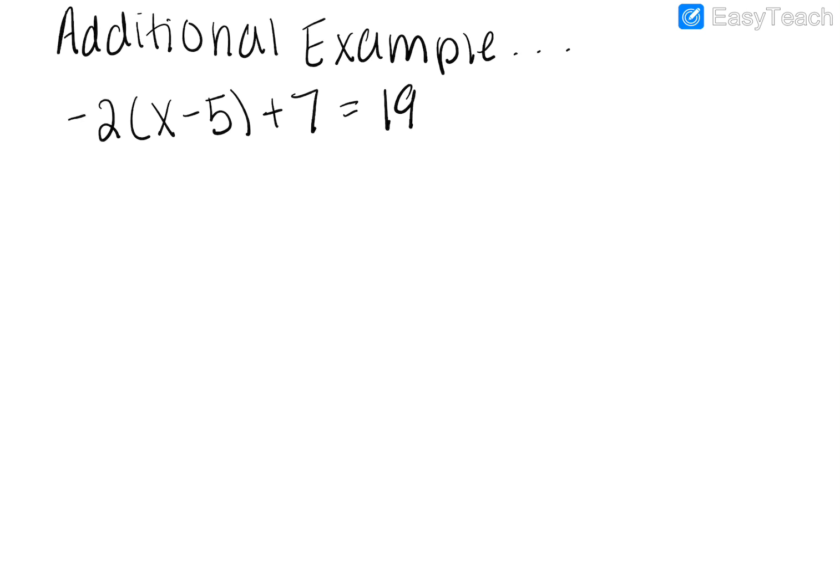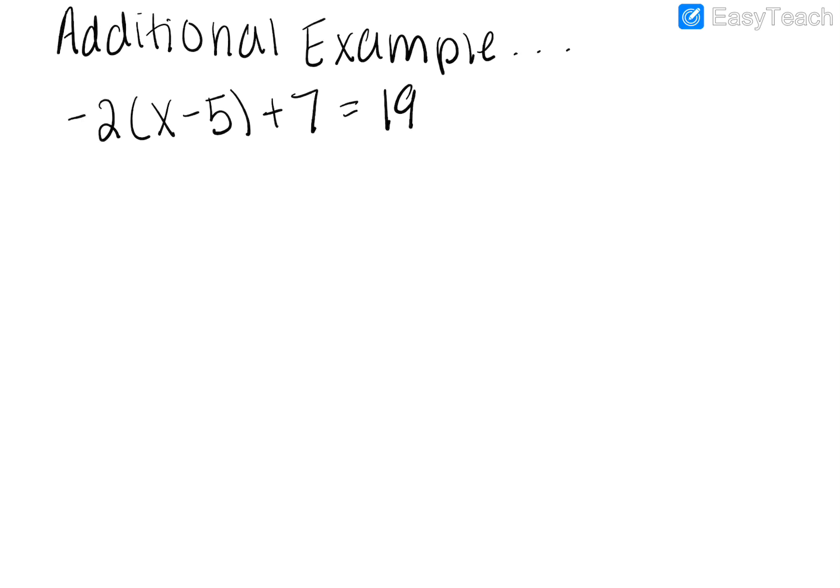Hello, so I just wanted to go through an additional example of using the distributive property, and we are going to combine in here solving for x when we are done. So I know that this might be a step further, and we're going to continue with this step tomorrow, but I wanted to introduce it today. So we have negative 2 times x minus 5 plus 7 equals 19.